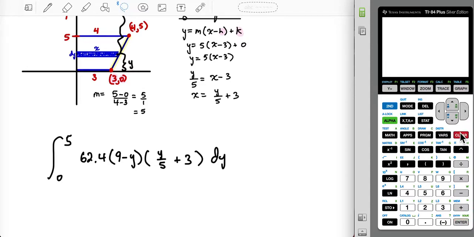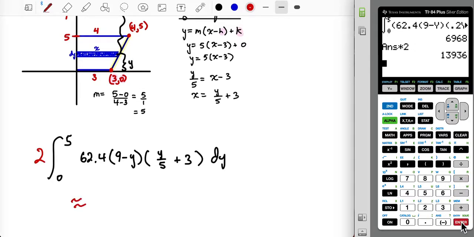All right. So there are so many similarities, it's just a matter of finding the slight differences. So from 0 to 5, 62.4 times 9 minus y times, well, it's 1/5 y, so already there's 0.2 for the 1/5 y plus 3. Close it up, pop in a y, and so you get that number, but that's only half of it. All right, so I got to double it, and when I do that, so times 2, I'm going to get approximately exactly 13,936, again, foot-pounds.